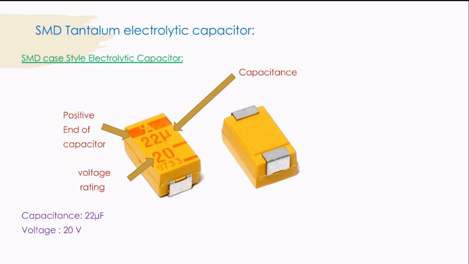Next is the second type, which is case style electrolytic capacitor, and this will be there in the tantalum electrolytic capacitors. Now if you see the figure, we can observe that there is the positive end of the capacitor, which is a red strip of line, and the value of the capacitance is already printed on the capacitor. So it is given as 22 microfarad and the voltage is also printed on the capacitor, which is 20 volts.